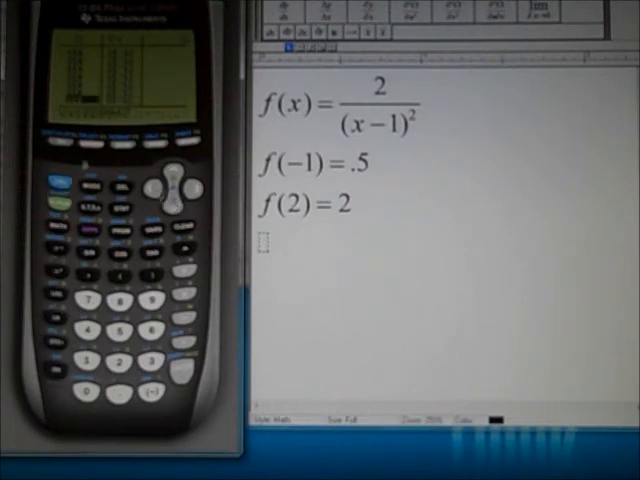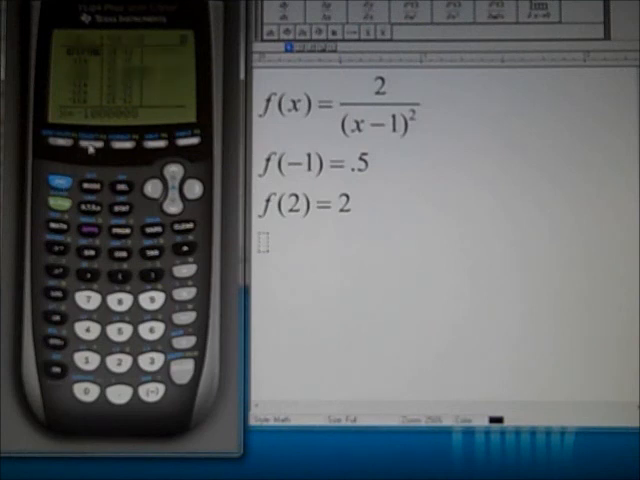Same thing in the negative direction. I could type in negative 1,000,000. And now what's happening? Again, they're getting smaller and smaller. So the table can help you if you need to find different function values for different x values, and it can also tell you what's happening in the long run.